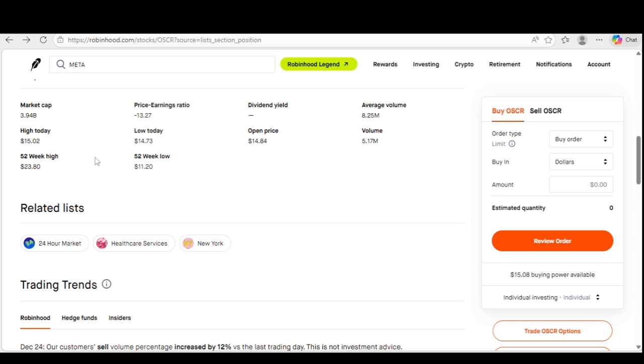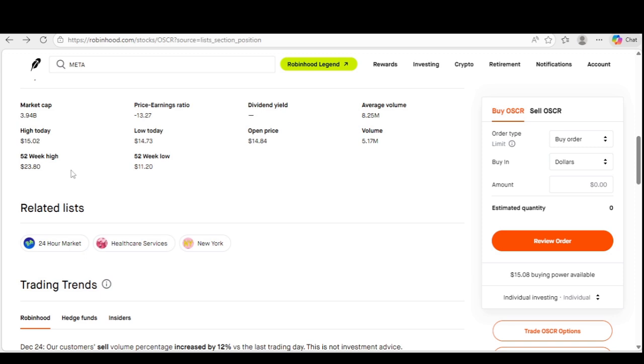Now we're going to go down and we're going to see one more thing that can be used to evaluate a company, which is the difference between the 52-week high and the 52-week low. As you can see here, the 52-week low is going to be $11.20. The 52-week high is going to be $23.80.